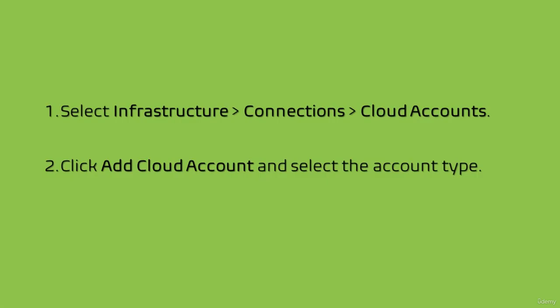So for step 1, you've got to add a cloud account. The cloud accounts provide the credentials that Cloud Assembly uses to connect to the cloud provider. So you've got to select Infrastructure, Connections, and Cloud Account. Then click Add Cloud Account, and then select the account type. After you add the cloud account, Cloud Assembly collects resource information from the target cloud provider account that you later use to deploy a virtual machine.